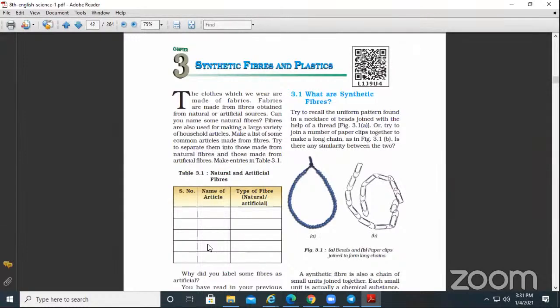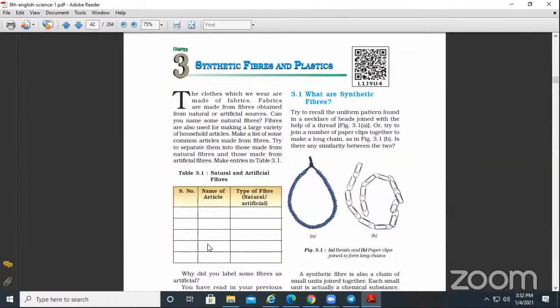When you go to the basic needs, first is food, and second is water. Just as food and water are necessary for us, clothes are also a very important part of our life. So children, synthetic fabric means what? Clothes. The fabrics are made from yarns, and the yarns are made from fibers. That is our chapter name, Synthetic Fibers and Plastics.